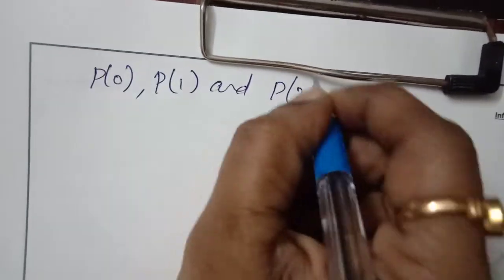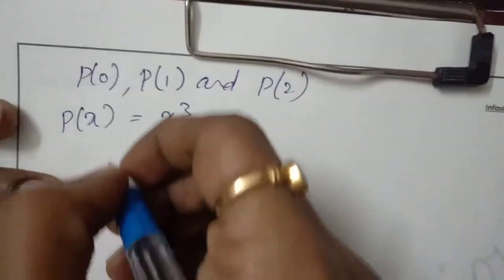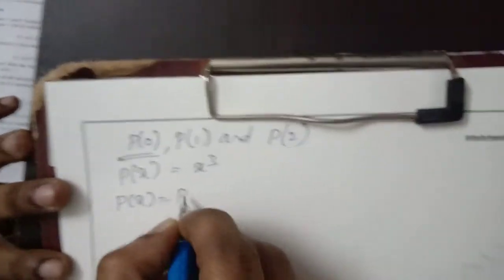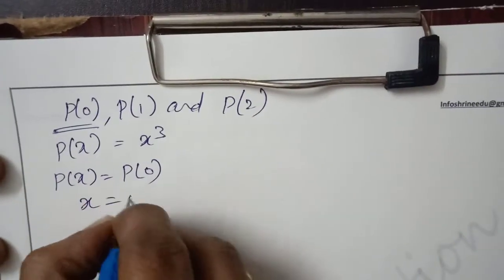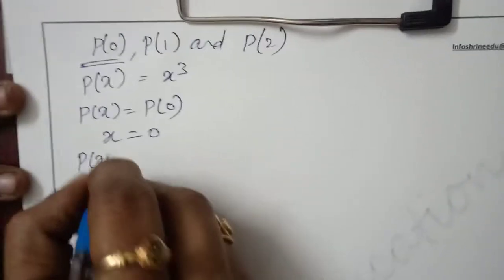And the next sum is the third one. Same. P of 0, P of 1 and P of 2. The third sum, P of x is equal to x cube. So let me take the first one. P of x is equal to P of 0. So x is equal to 0. So what is our equation? We have P of x is equal to x cube. So P of 0 is equal to 0 cube, that is 0.